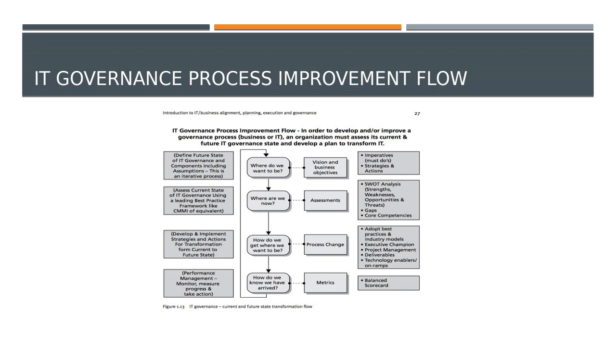When you want to assess where you are now, you will do SWOT analysis. SWOT, meaning strengths, weaknesses, opportunities, and threats. What are your core competencies? Okay, so this is gap analysis. Then process change. How do we get where we want to be? Okay, how do we know that we have achieved it? By using proper metrics.